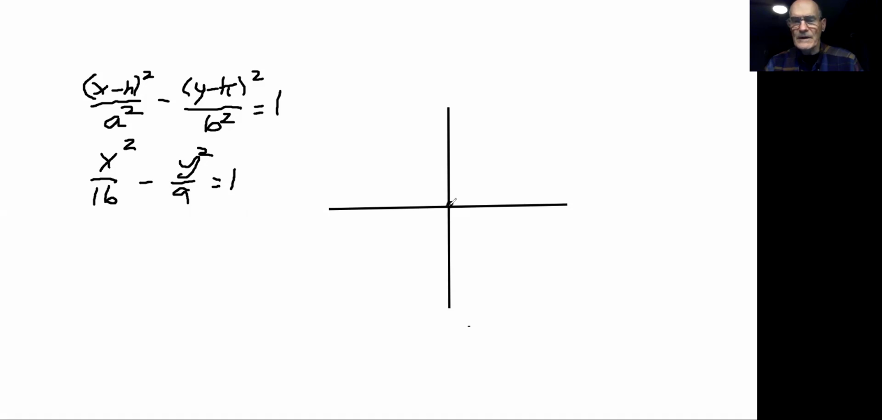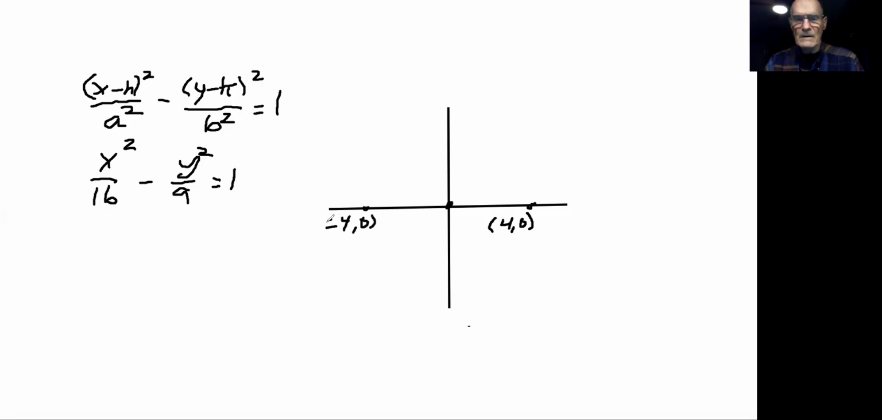Now, you do the same thing with the hyperbola that you did with the ellipse. You look at the number under the x term, which in this case is 16. You take the square root of that, which is 4. So we go 4 to the right, and put a point here at 4, 0. Then we go the same distance back to the left, and we'll have minus 4, 0.